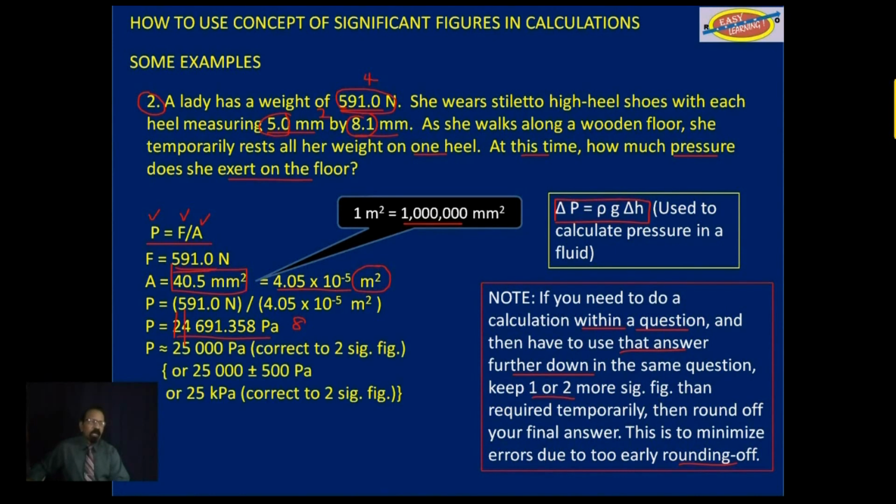thousands position. And so you get 25,000 pascals, correct to 2 significant figures, or you could write it as 25,000 plus or minus 500. You can further shorten the answer to 25 kilopascals. And now you could actually see just the 2 significant figures.